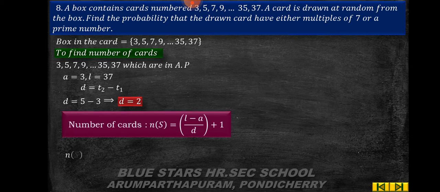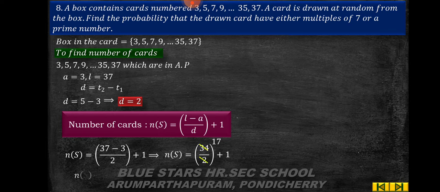So the number of cards, n of S, is equal to (l minus a) by d plus 1. n of S is equal to, the last number 37 minus 3, by 2, plus 1, which implies n of S is equal to 34 by 2 plus 1. You get 17. So n of S is equal to 17 plus 1, n of S is 18.